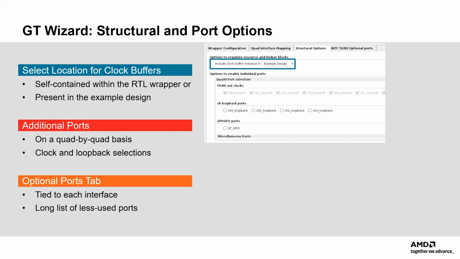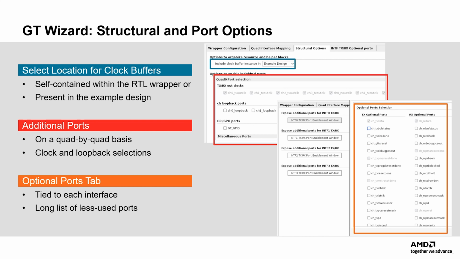The additional ports options are configured on a quad-by-quad basis and include options for clock and loopback selections. The optional ports section options are common for all the lanes of an interface. These are less often used non-standard ports which are always available and can be for options like corner correction or out-of-band signaling. Based on the interface configuration, the ports of the TX-RX interfaces are enabled.